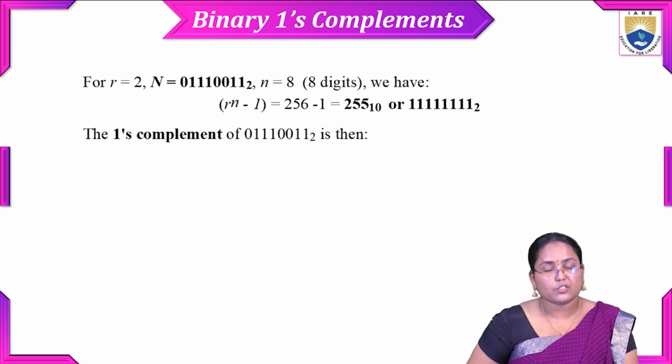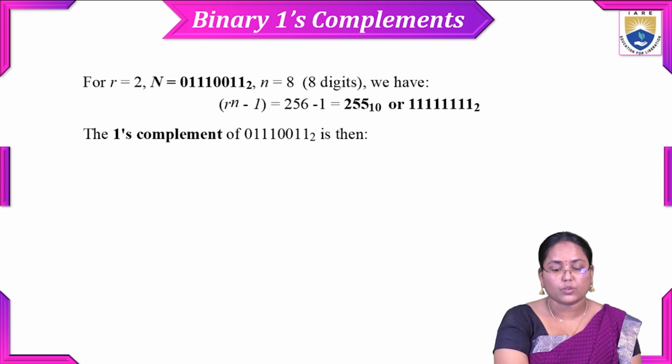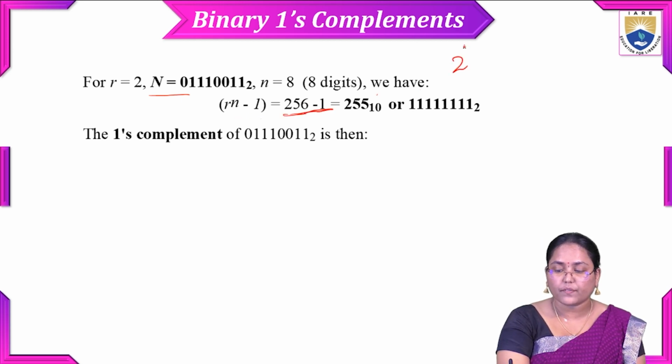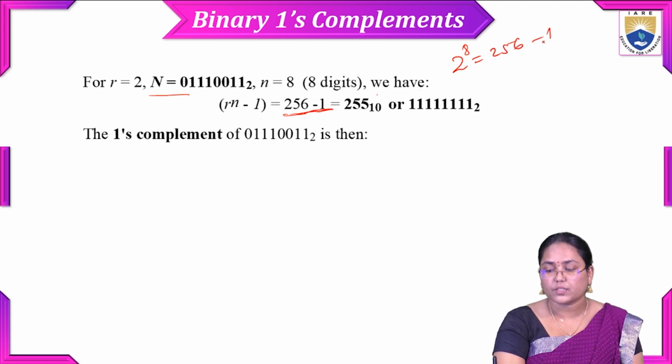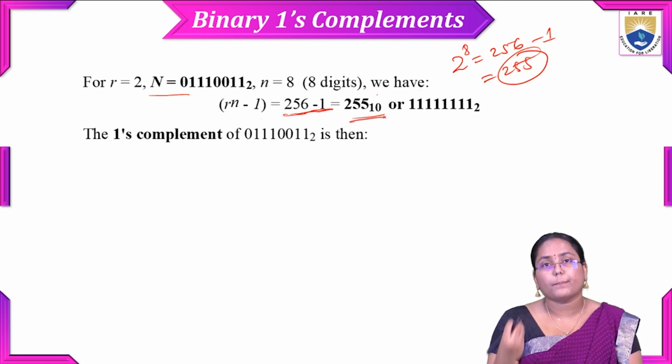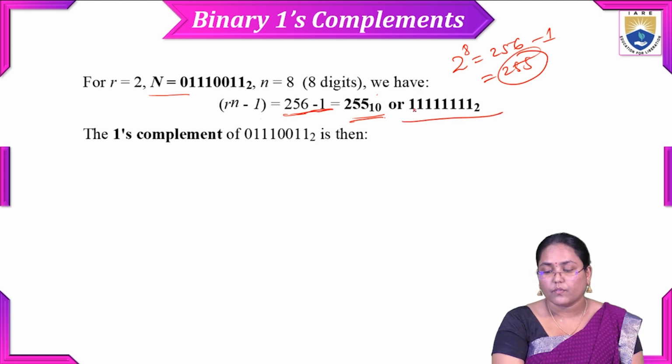So for r equals 2, capital N equals 0111001. And n equals how many digits? 8 digits are there. So we have r to the power n minus 1 equals 256 minus 1. That is, 2 to the power of 8 equals 256. Okay, 256 minus 1 we need to perform over there. So 256 minus 1 equals 255. The resultant 255, when I try to write it in the binary format, will be 11111111 to the base 2.